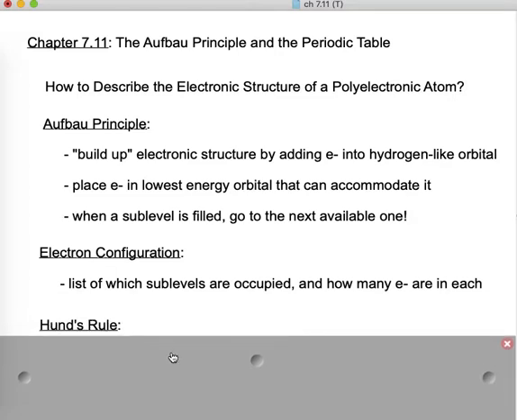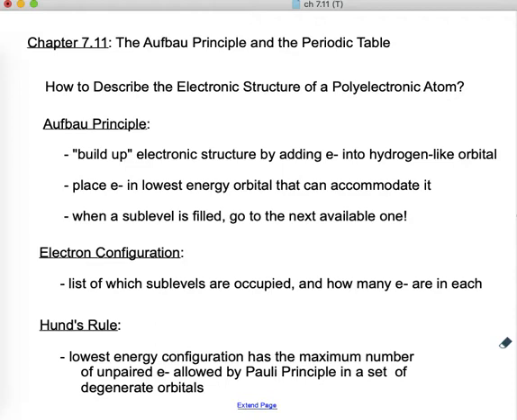Okay? To do this, we also need what's known as Hund's rule. Hund's rule, you may recall, says that the lowest energy configuration has the maximum number of unpaired electrons allowed by the Pauli exclusion principle in a set of degenerate orbitals, meaning orbitals at the same energy. You'll recall the Pauli exclusion principle says that you can place up to 2 electrons in the same orbital as long as they have opposite spins.